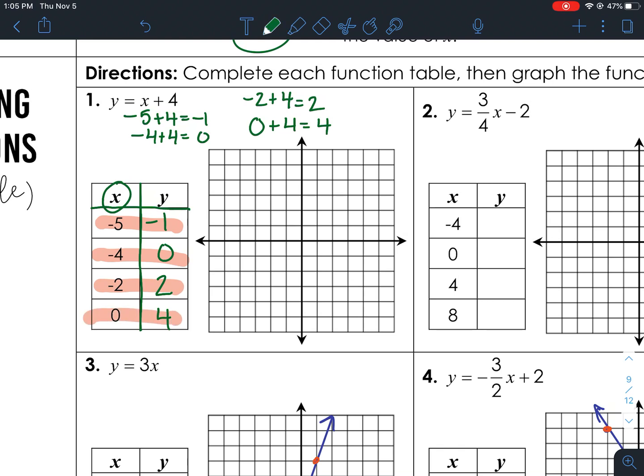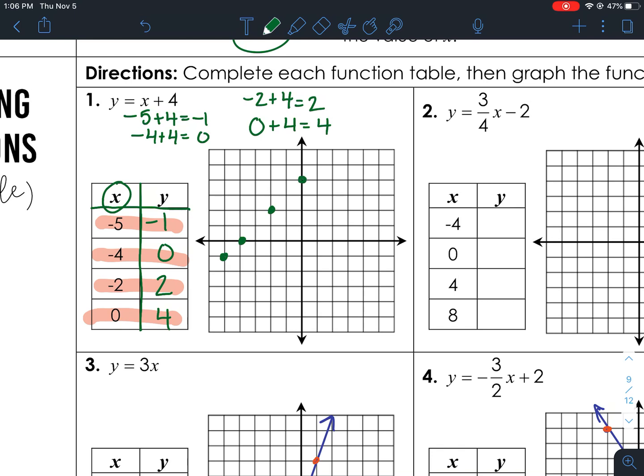So this first one is -5, -1. So it means I'm going over 5 and down 1. -4, 0, meaning going over 4 and putting it on that axis. Going over 2 and up 2. And the last one is 0, 4. So I'm not going left or right anything, and I'm just going up 4.